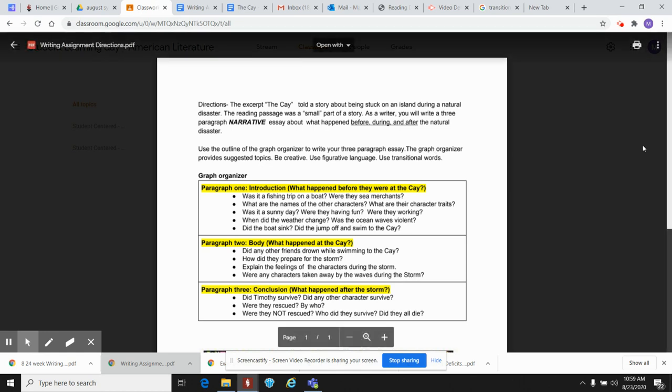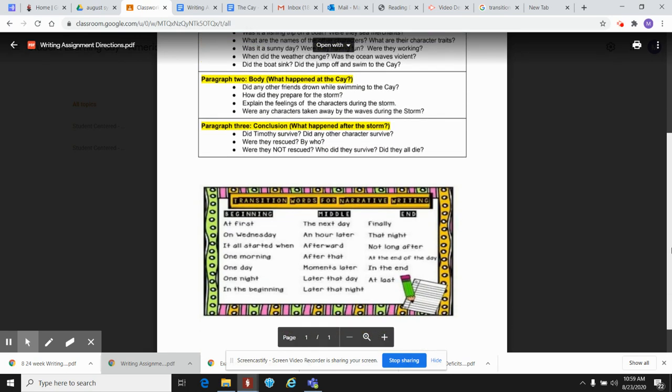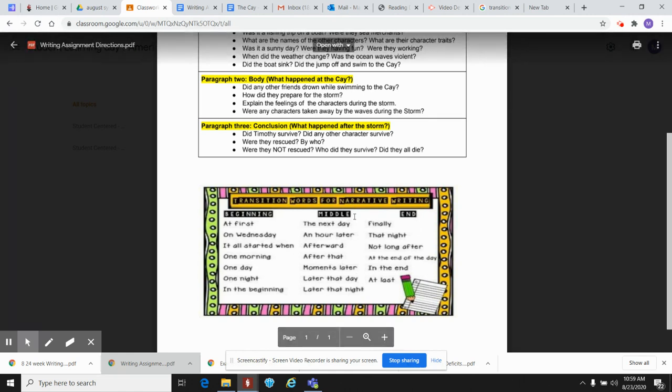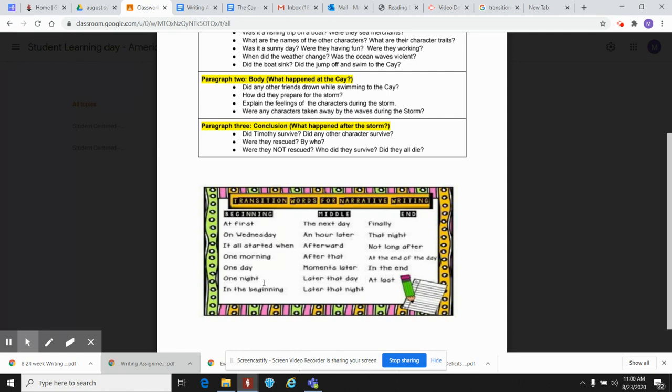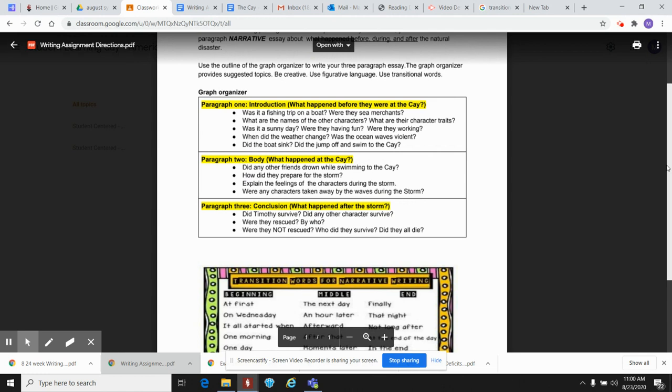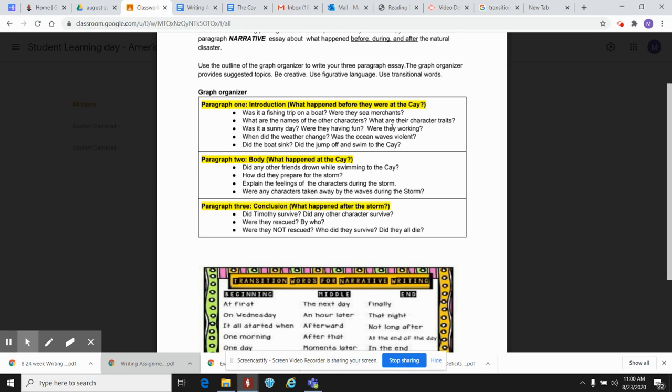And use transitional words. I provide you also with a graph organizer for how you begin, and what you use in the middle and at the end when you're doing narrative writing. Okay, so this will help you start your writing. Now, I provide you with topics that you can use. You don't have to use each one of these, but this is to help you focus on how to create the story. Now, what happened before they got to the island?